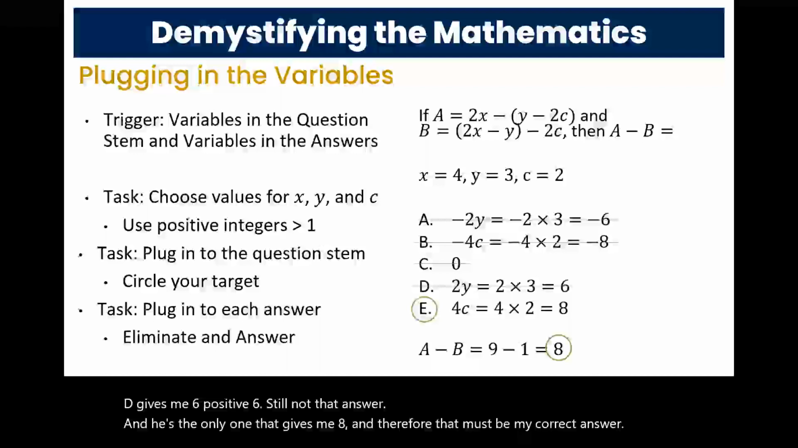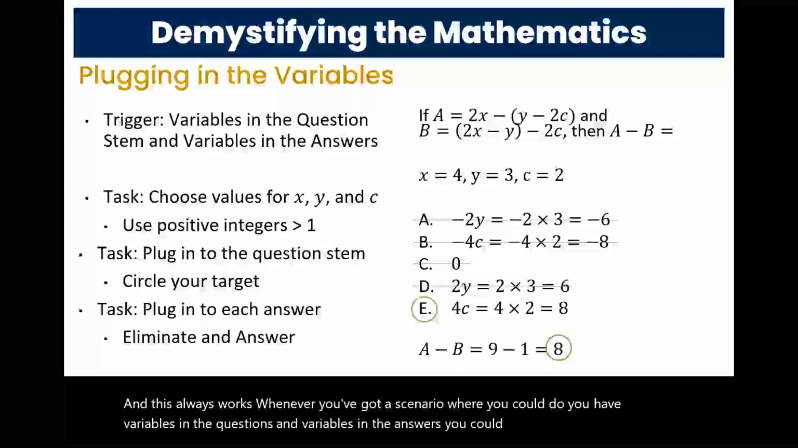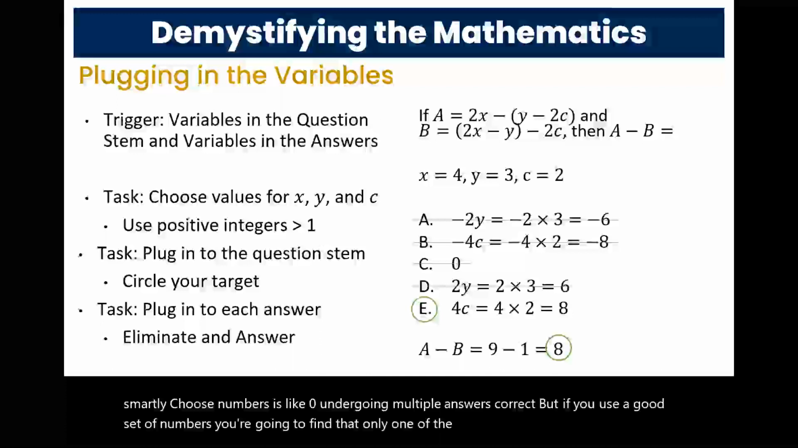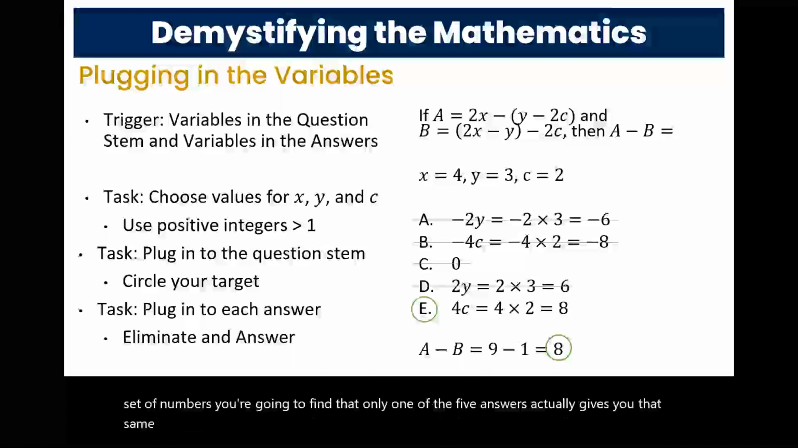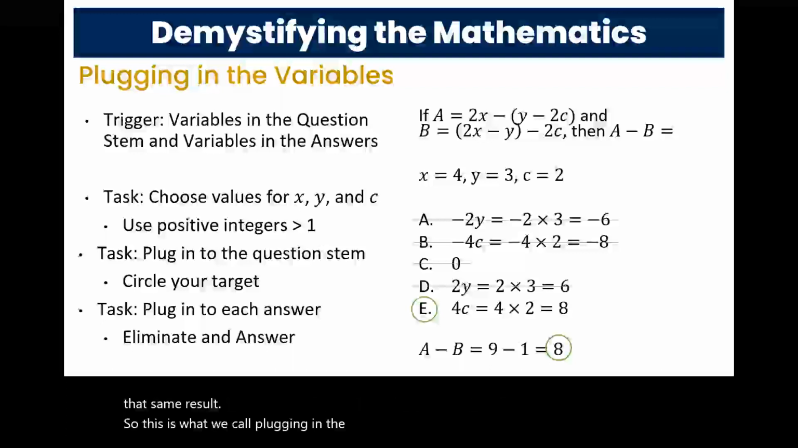And this always works. Whenever you've got a scenario where you have variables in the questions and variables in the answers, you can always choose numbers, smartly choose numbers, because 0 and 1 are going to make multiple answers correct. But if you use a good set of numbers, you're going to find that only one of the 5 answers actually gives you that same result. So this is what we call plugging in the variables. It's going to streamline what you do.